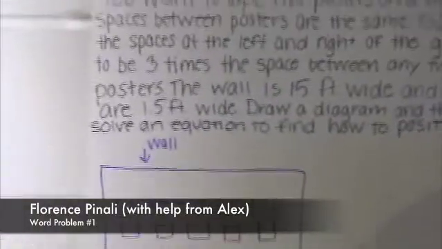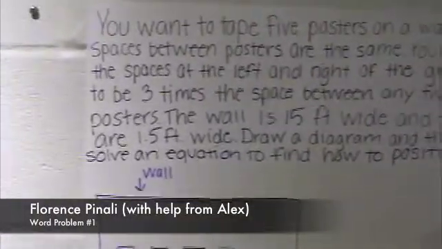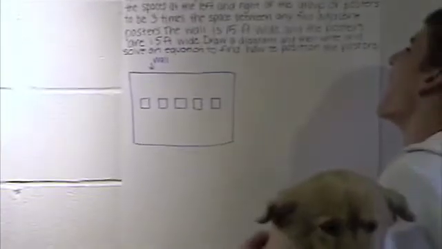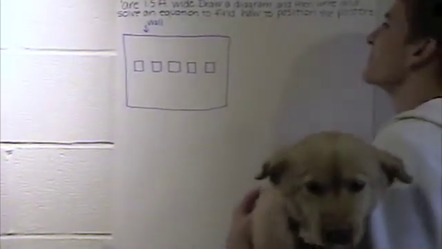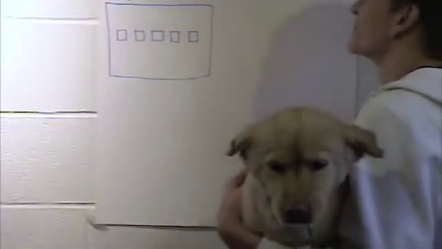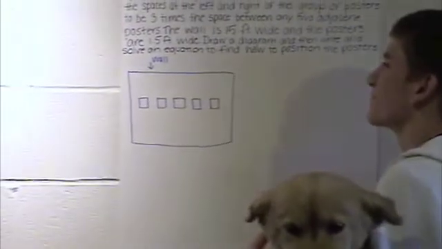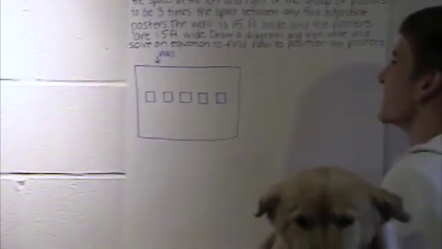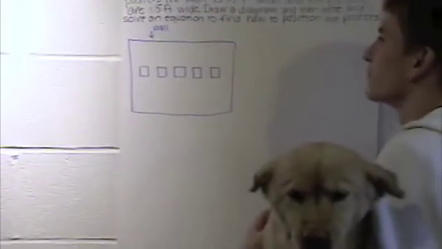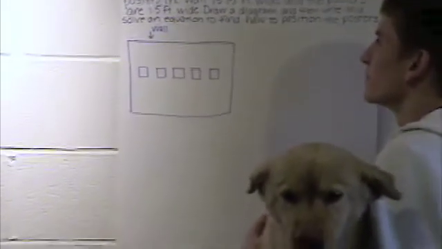You solve a math problem. Let's read it. You want to tape 5 posters on a wall so the spaces between posters are the same. You also want the spaces on the left and the right of the group of posters to be 3 times the space between any 2 adjacent posters. The wall is 15 feet wide and the posters are 1.5 feet wide. Draw a diagram and then write and solve an equation to find how to position the posters.